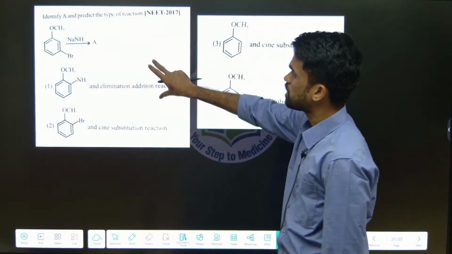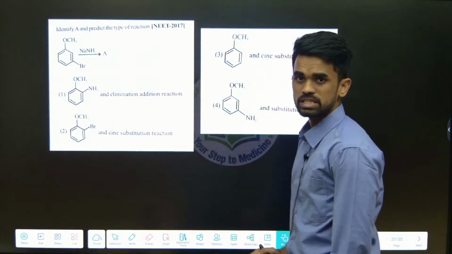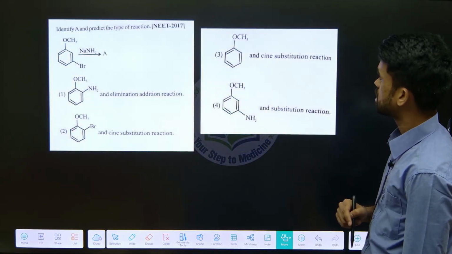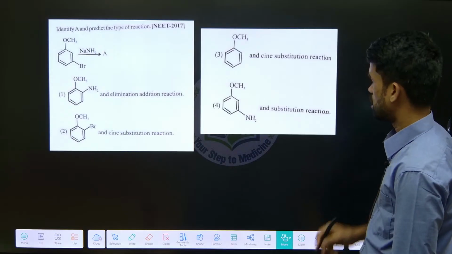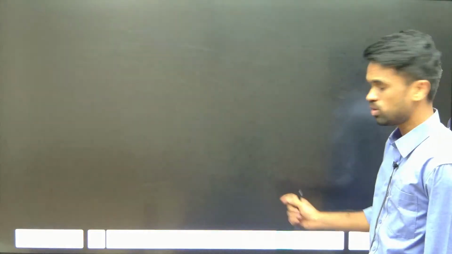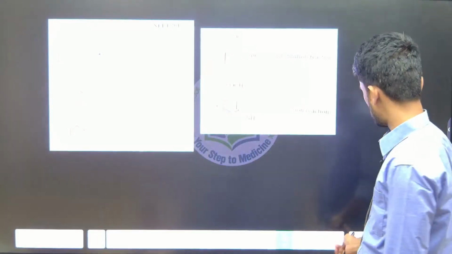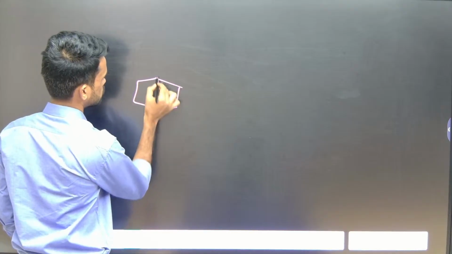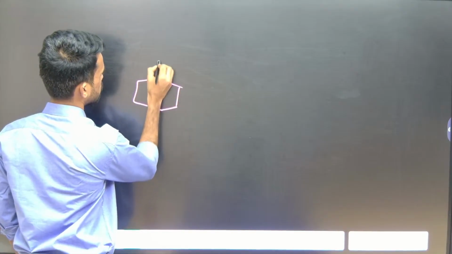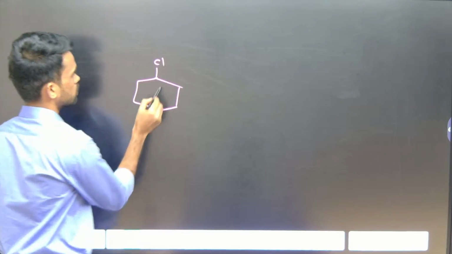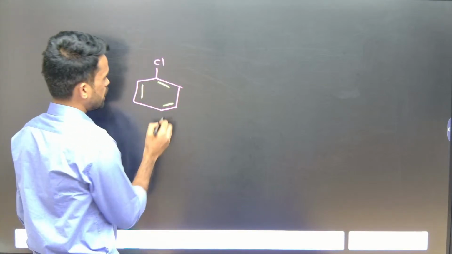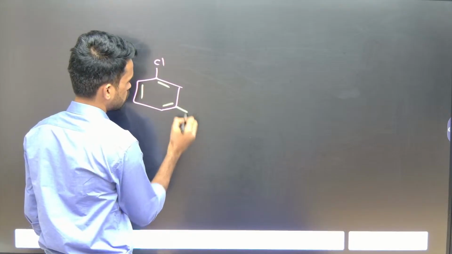There is one question from the NEET exam. Just see here, what will be the major product during this reaction? How can you answer this question? Let me explain this simple question. You can try this, and I will give you a simple explanation for it. Chlorine. Look at what I am doing here.